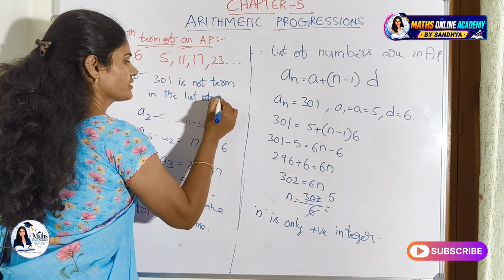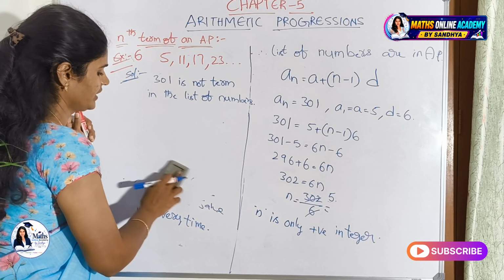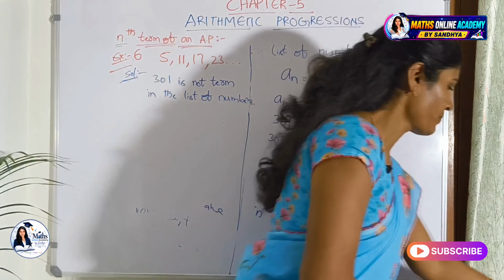List of numbers or list of terms, anywhere. So 301 is not a number in the list of numbers anywhere. In AP we call these numbers terms. You can use numbers or terms. Okay, and see the next question.